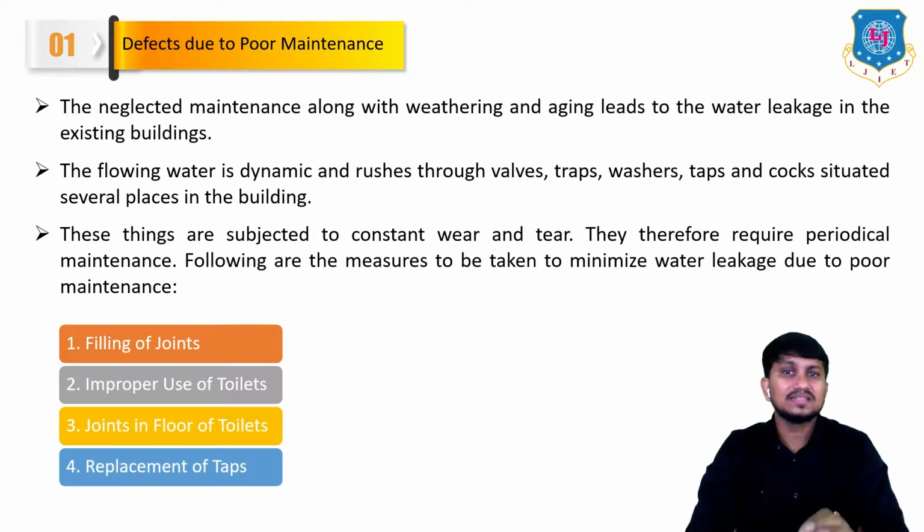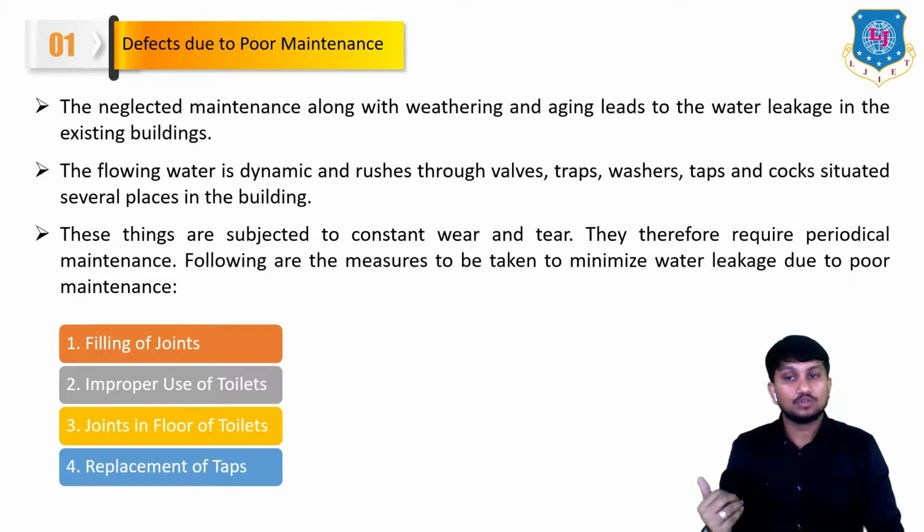Neglected maintenance along with weathering and aging leads to water leakage in the existing buildings. The flowing water is dynamic and rushes through valves, traps, washers, taps, and cocks situated in several places in the building. These things are subjected to constant wear and tear. They therefore require periodical maintenance. There are various measures to be taken to minimize water leakage due to poor maintenance, like filling of joints, improper use of toilet, joints in floor of toilets, and replacement of taps. If you do this type of maintenance, you can easily do good in resisting the water leakage.